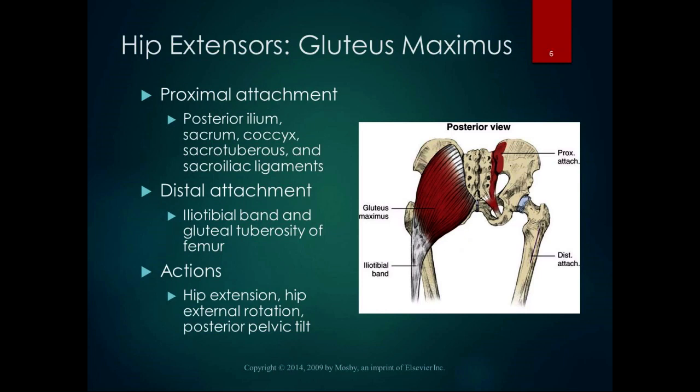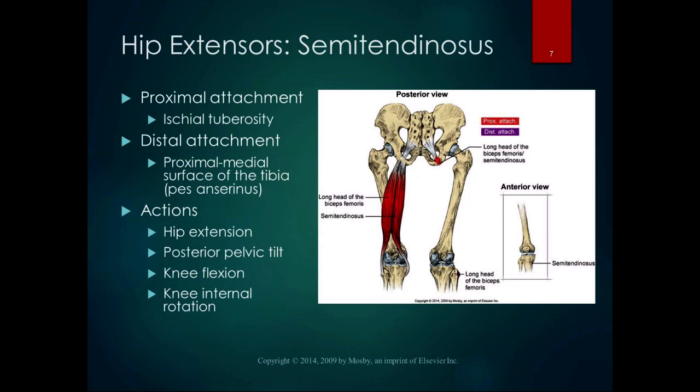It gets its own nerve, the inferior gluteal nerve. You can think the gluteus medius origin is superior, it gets the superior gluteal nerve. The gluteus maximus origin is inferior, it gets the inferior gluteal nerve. That's how I remember it.